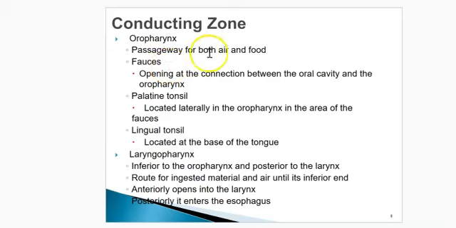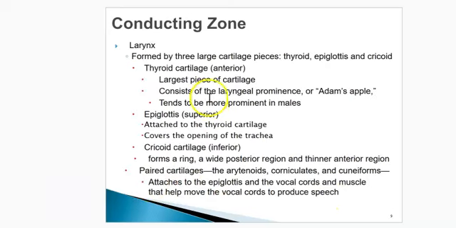Next, there's the oropharynx. That's the main passageway for both air and food. It has fauces that open connections to the oral cavity. There's the palatine tonsil located laterally in the oropharynx, and the lingual tonsil located at the base of the tongue. Last, there's the laryngopharynx, which is the very bottom. It is the route for ingested material and air until its inferior end, where it posteriorly enters the esophagus.